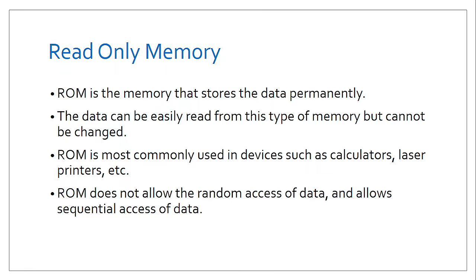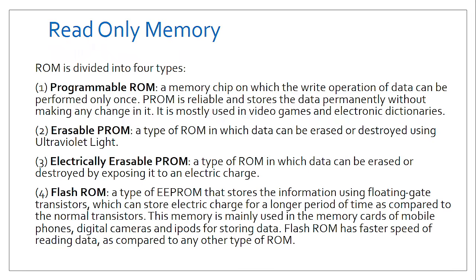The most important thing to understand about ROM is that it allows random access of data, and also allows sequential access of data. Again, ROM is divided into 4 types. Programmable ROM stores data permanently without making any change in it. It's mostly used in video games and electronic dictionaries. So if you want to store data that you don't want to change frequently, we can always use a programmable ROM.